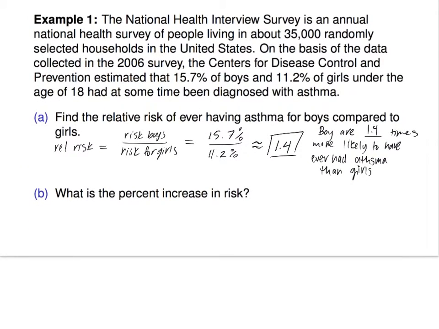So percent increase is really related to this relative risk thing. So here's the basic formula, and we'll talk about why it is that thing that I told you. Percent increase, at least in this example, is going to be the percent of boys that have asthma minus the percent of girls that have asthma, divided by the percent of girls that had asthma in the first place. I think you can think that since the previous one was boys compared to girls, this one also kind of compares to girls.